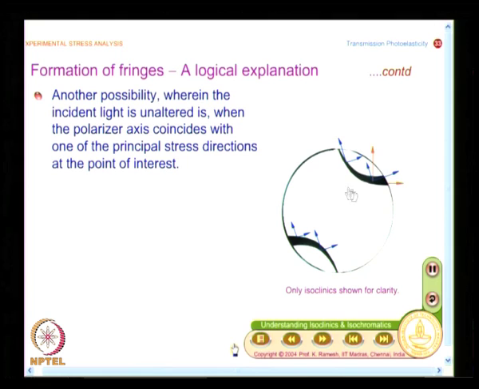And what is tried to be shown here is, I have the reference axis shown in brown, and these are the principal stresses at the point of interest. Their magnitude may be different, but if you look at the orientation, it is the same. And here again only isoclinics are shown for clarity, and in fact, there is no unique optical arrangement which would provide only isoclinics.